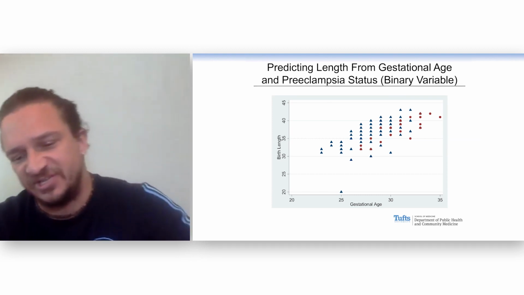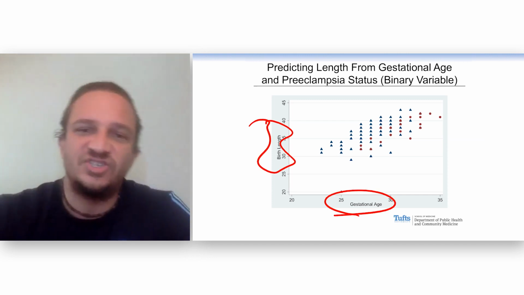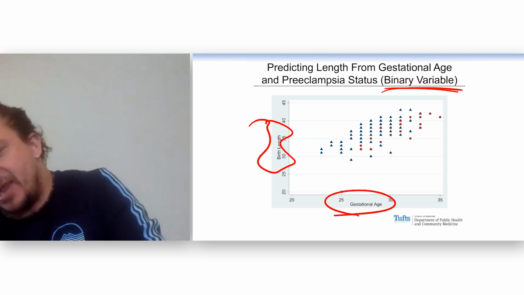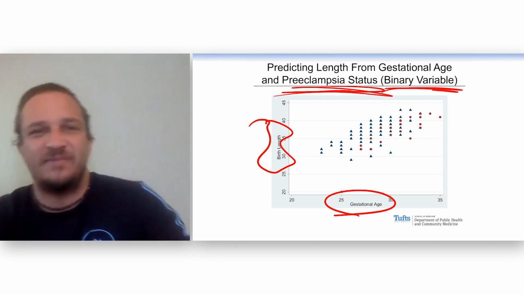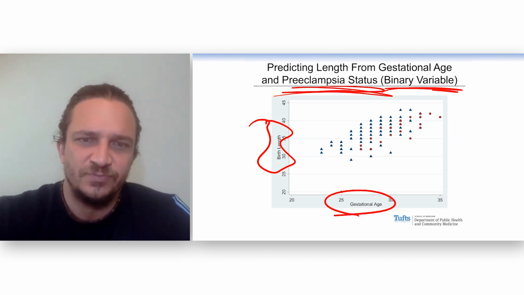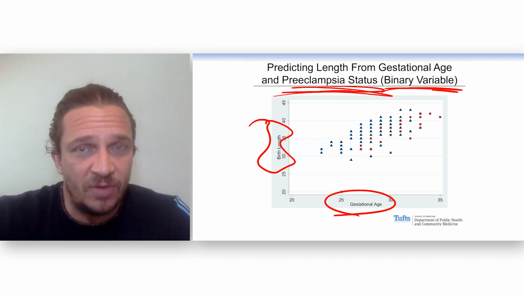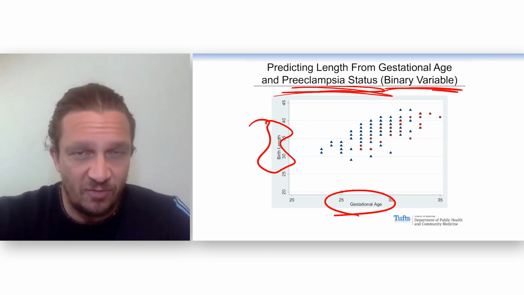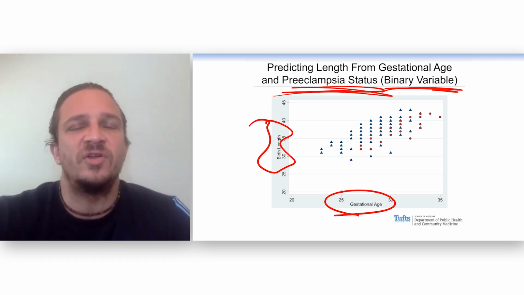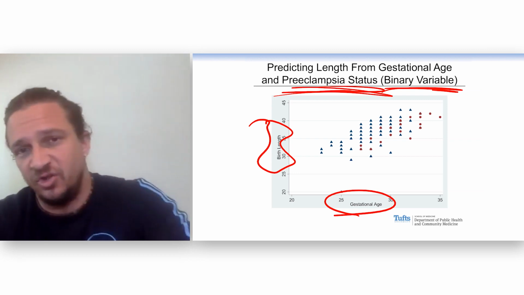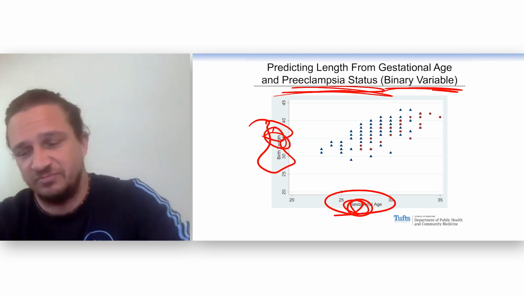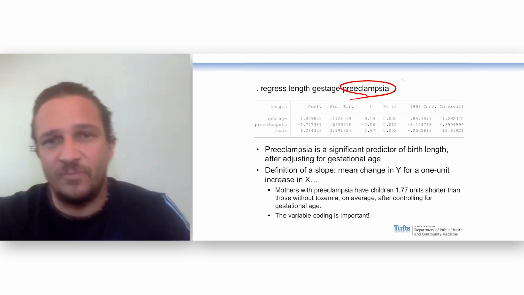Let's go back to our babies. Can we predict birth length from gestational age after controlling for a binary variable? We'll use this variable preeclampsia, which is a high blood pressure during pregnancy that can lead to complications. When you have a binary variable and you want to control for it as a confounder, or if you just want to use it as your main predictor, you can put it into the regression model. Just put it in. You say regress, length, gestational age, and the name of your variable.